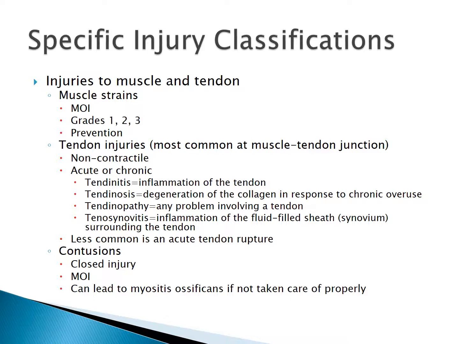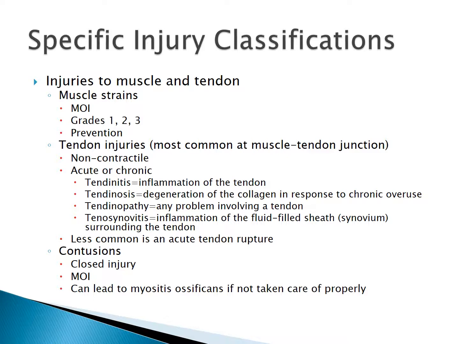Tendons are strong connective tissue comprised of collagen. They differ from muscle tissue in that they do not have a contractile element. Injuries to the tendon itself may be either acute or chronic. There can be significant confusion on the terms surrounding tendon injury.